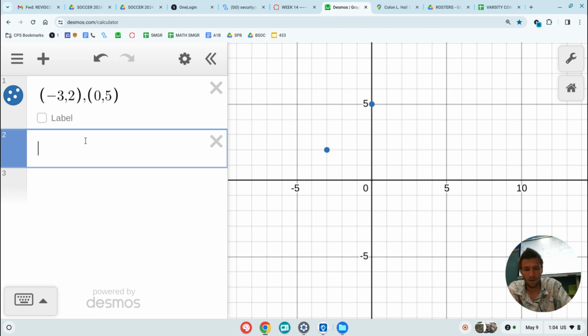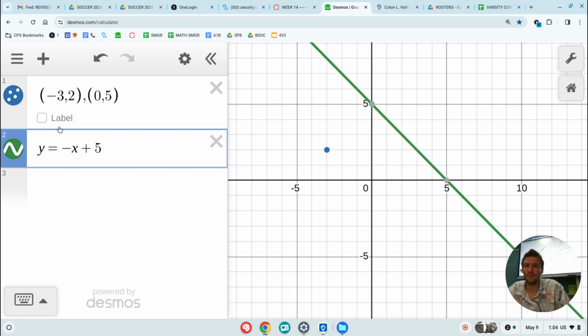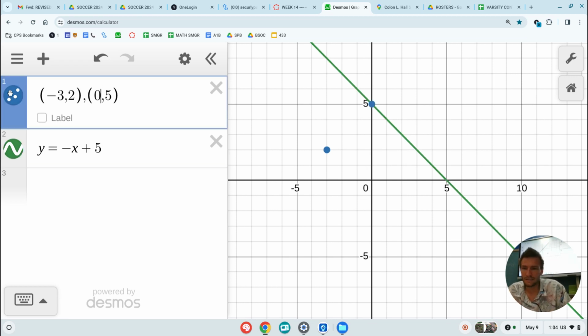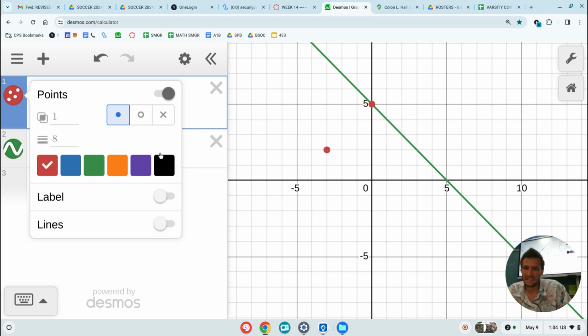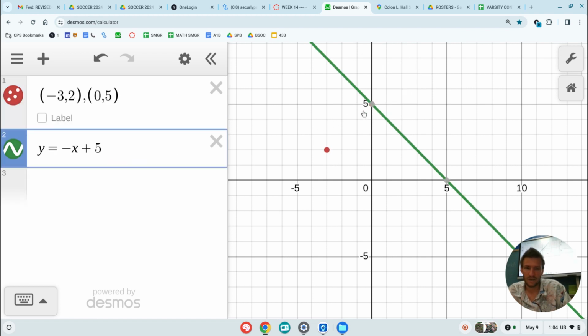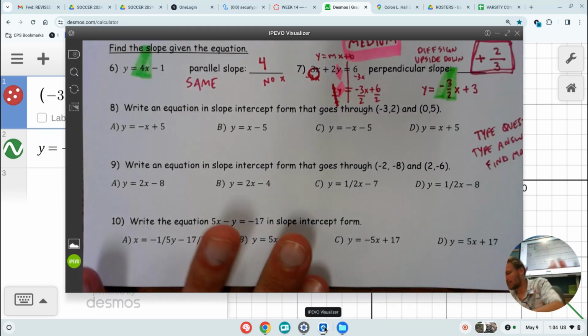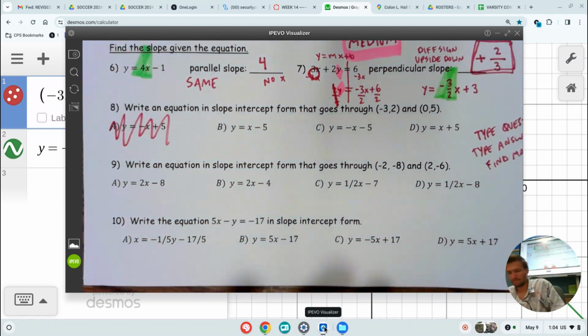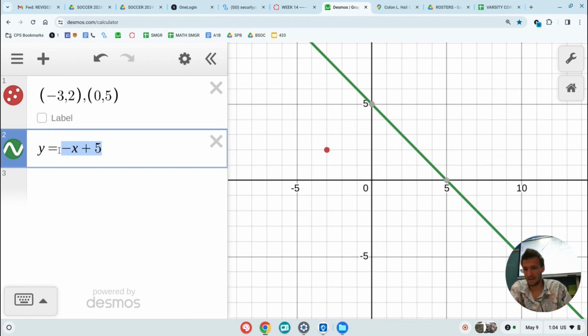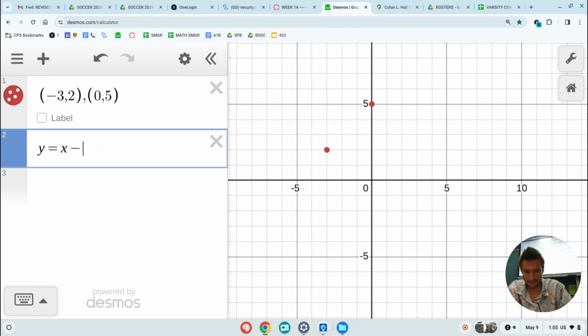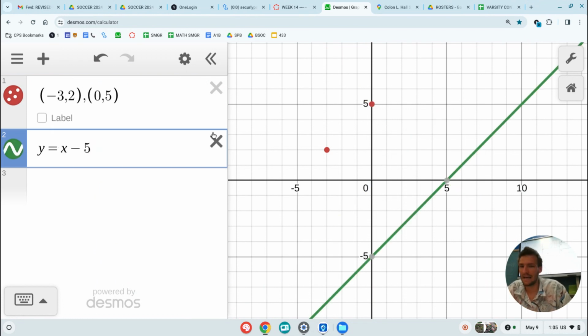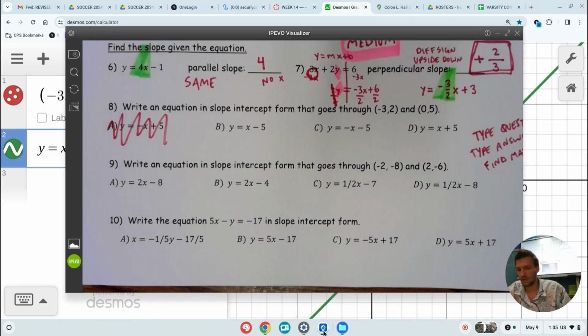So what do you think about y equals -x plus 5? Does that go through both of my blue dots? It doesn't really work, right? It only goes through one of these red dots. So letter A, no good. What about letter B? y equals x minus 5. Does that go through my red dots? Nope.